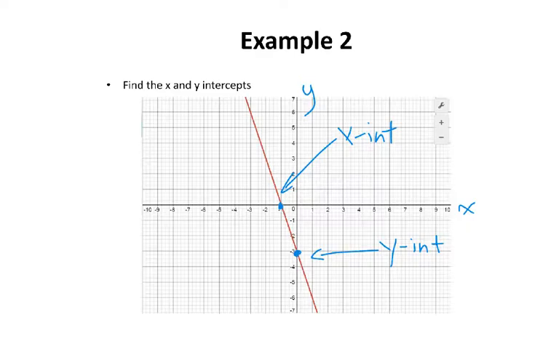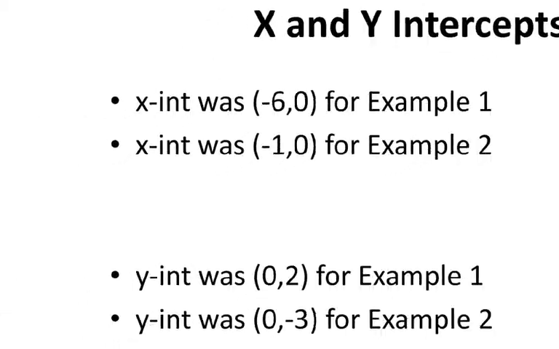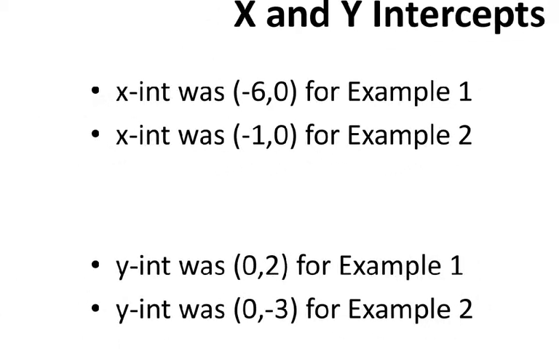I'm going to go ahead and figure out the coordinates of the x-intercept. That is (-1, 0), while the coordinate of the y-intercept is (0, -3). I've gone ahead and summarized the results from the last two examples. If you take a close look at the x-intercepts for example 1 and example 2, you'll notice a pattern. But before we identify this pattern, let's review some things you already know.